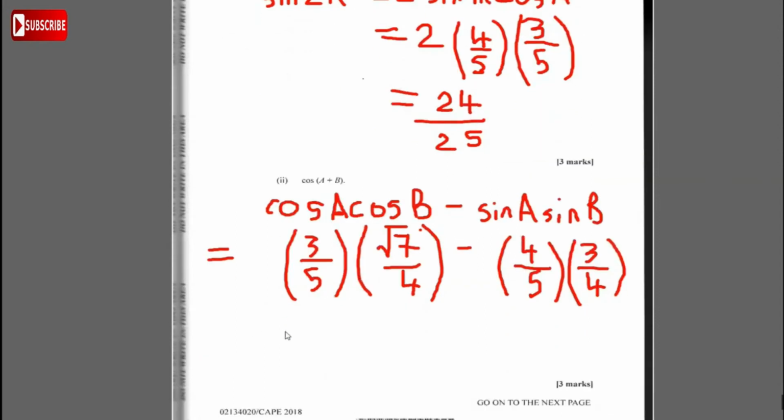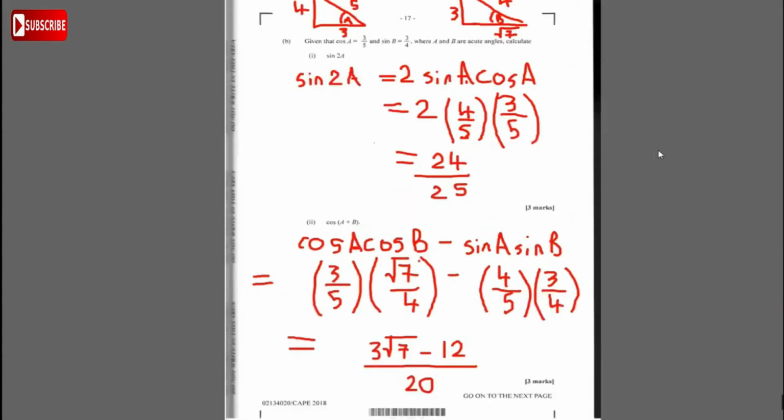I'm just going to write it as one fraction. 3 root 7. 4 times 3 is 12. So 3 root 7 minus 12 over 20. That's 3 root 7 minus 12 over 20. Nice and easy, soft. Okay, so we finished that question.